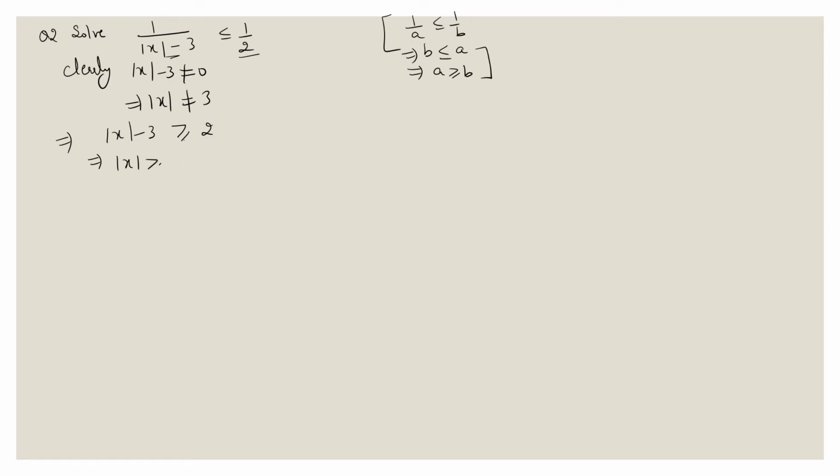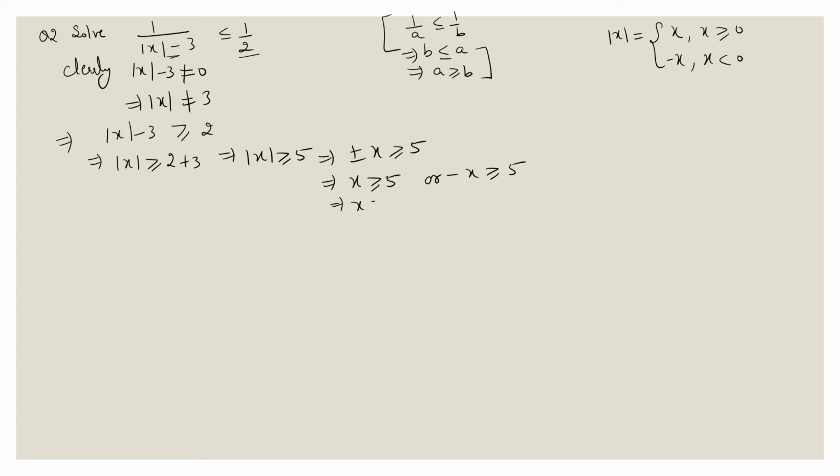So we get mod of x minus 3 is greater than equal to 2, which implies mod of x is greater than equal to 5. Now we know that mod of x means it is x if it is positive and it comes out as minus x if it is negative. So I can write it as plus minus x greater than equal to 5. So two conditions we get from here: x greater than equal to 5, or minus x greater than equal to 5. So that is x greater than equal to 5, or we need to multiply this by minus 1 to make x positive. And we know whenever we multiply by minus 1, the direction of inequality changes, right? So it becomes x less than equal to minus 5. So we get x greater than equal to 5 or x less than equal to minus 5.